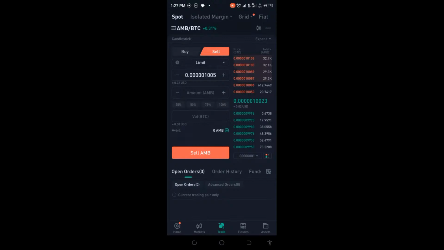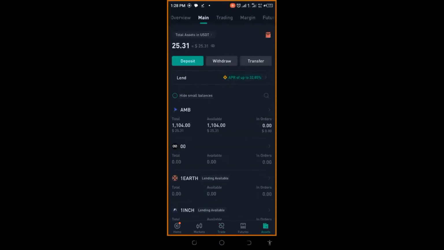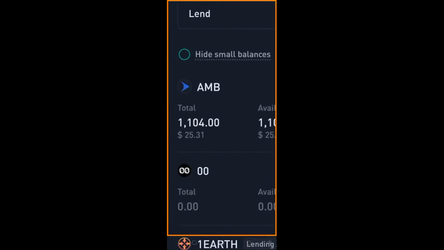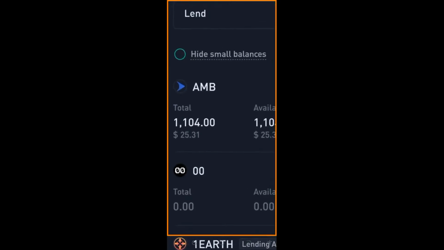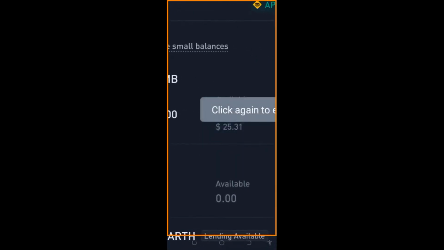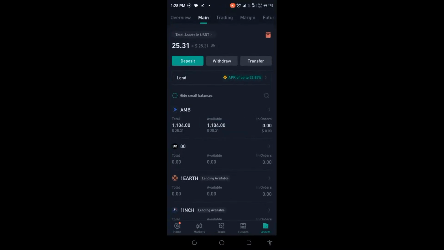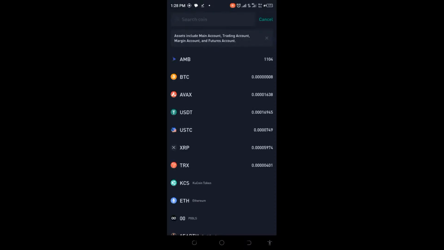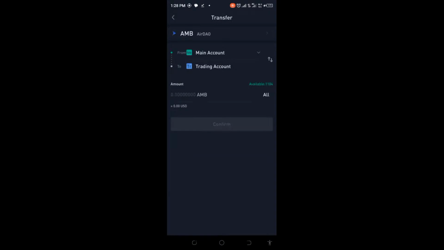See you shortly. Okay, it has arrived. As we can see here, this is the amount. We have 1104. Let's go ahead and get this started. We need to transfer this quickly to our trading account, which is very, very important. We need to do that quickly. So we're going to put all, and then we'll transfer.